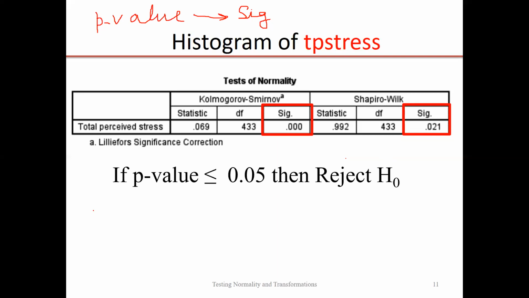H0 and H1 were already defined earlier. H0 is that the data of perceived stress is normal, and H1 is that the data is not normal.